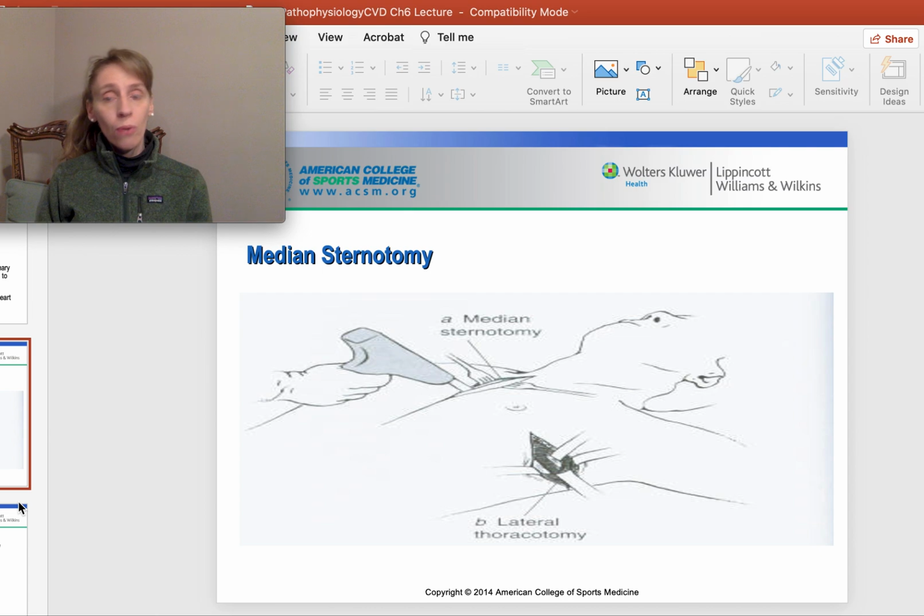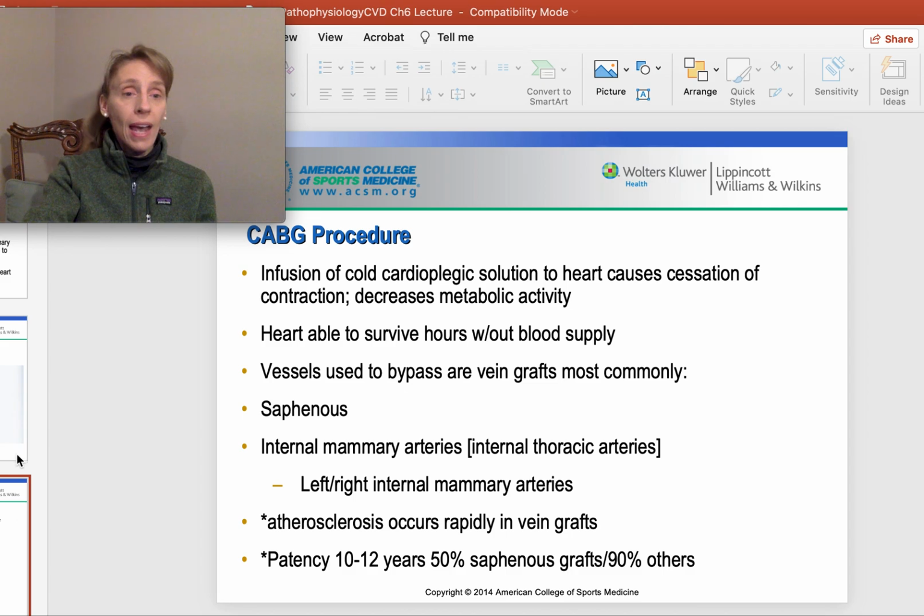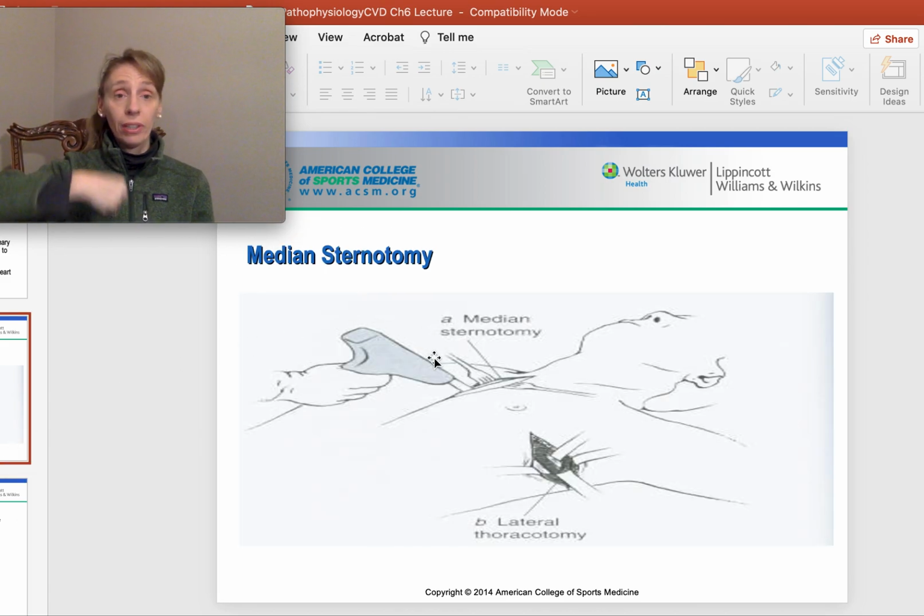So here's a photo. Most commonly it's going to be through the sternum. They also could do a lateral, depending on where in the heart the blockage is, would depend if they're going to go through the medial aspect. But most commonly it's going to be right through the sternum. And as you see right here, it's literally like a hand saw.